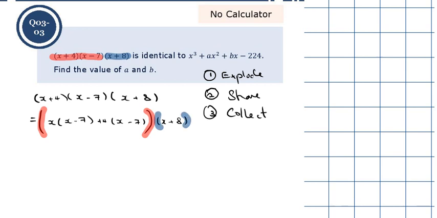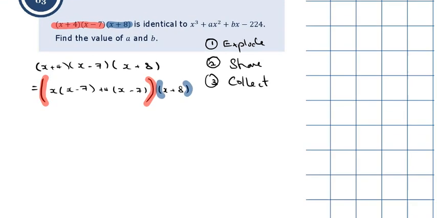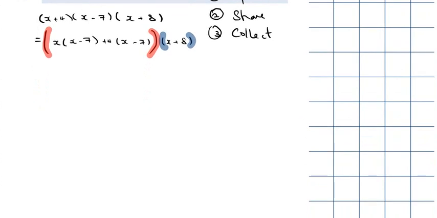Okay, let's keep going. I've done the first bit, and now I'll do the second bit, which is to share the brackets. So whatever's in here, I've got an x times x, and then an x multiplied by minus 7, and then a 4 times x, and now a 4 times a minus 7. And that's my red bracket done. And then I have my (x + 8) there.